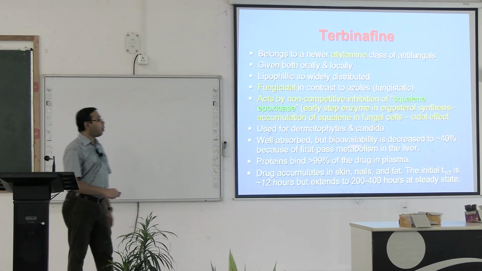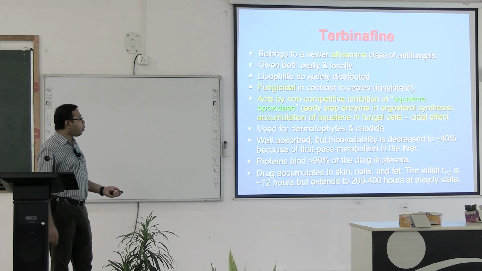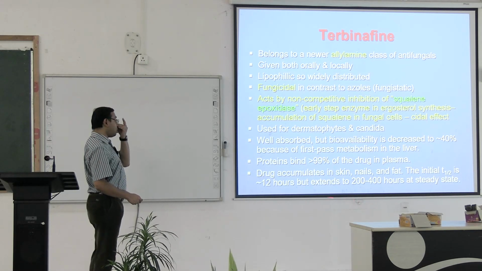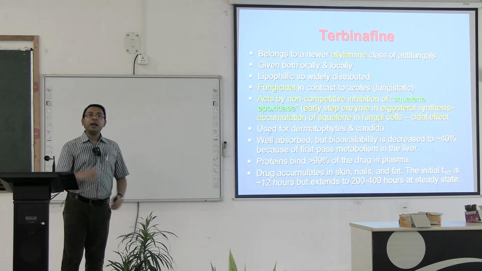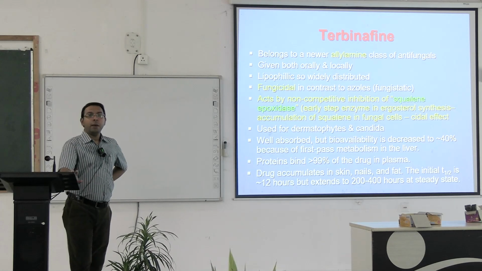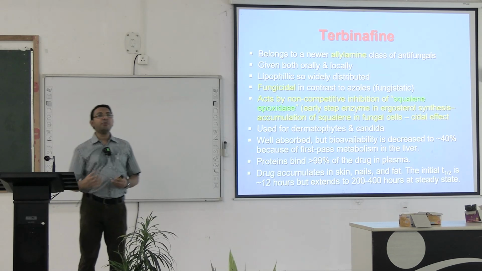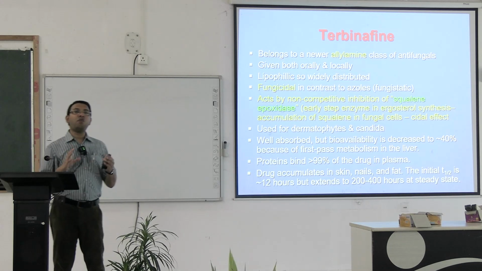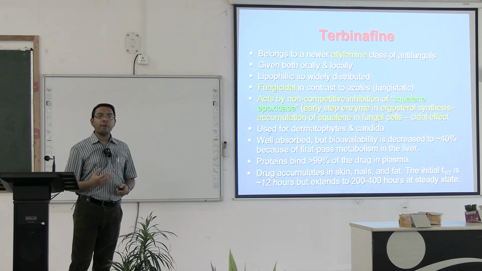Well absorbed, bioavailability is decreased to 40% because of very high first-pass metabolism. Again, highly protein bound, the drug accumulates in skin, nails and fat like that of griseofulvin, and the initial half-life is 12 hours but extends to 200 to 400 hours at steady state. You can see the initial half-life is only 12 hours, but since they are concentrated within the skin cells, the half-life becomes very high when we are using this for a long period of time, approximately 200 to 400 hours. And for example, for onychomycosis, we need a long period of treatment, we can give terbinafine.